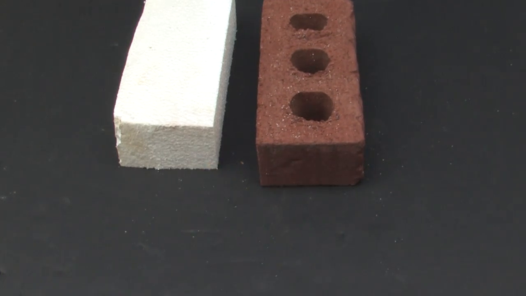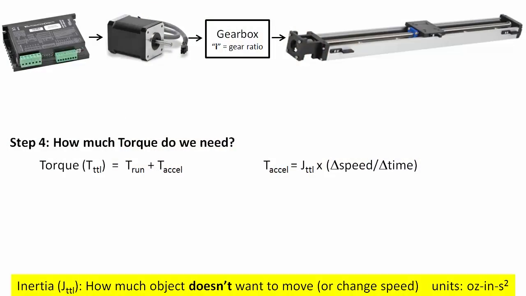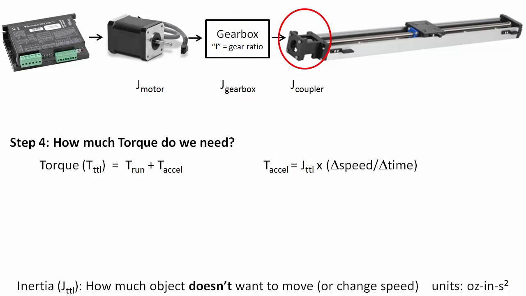That force has to be large enough to overcome what? The inertia of the object. So inertia is just a measure of how much an object doesn't want to be moved. And since we're rotating stuff here, we need torque to get it moving. Get what moving? Well, for the linear slide, the motor has to rotate, the gearbox has to rotate, a coupler has to rotate, the screw has to rotate, and the carriage has to move. And all of those things have mass, so they all have inertia, which means they're all going to work against us when we try to get things moving.